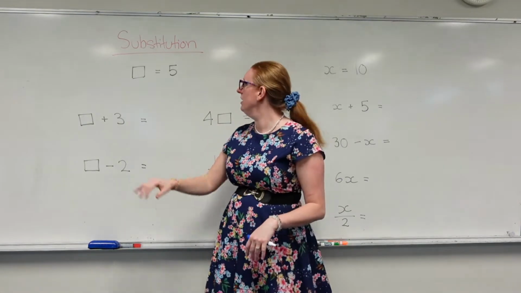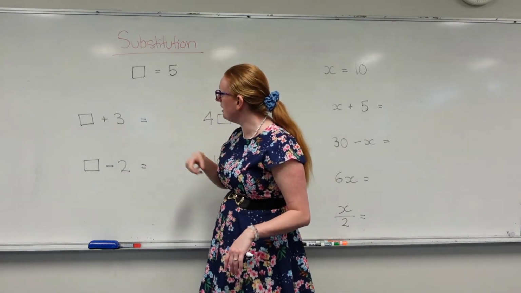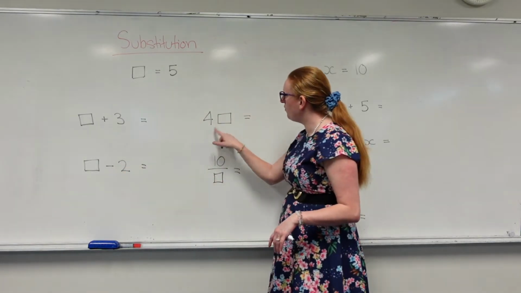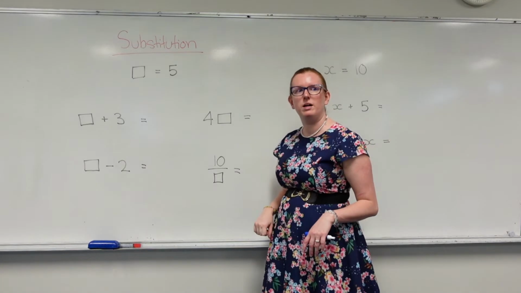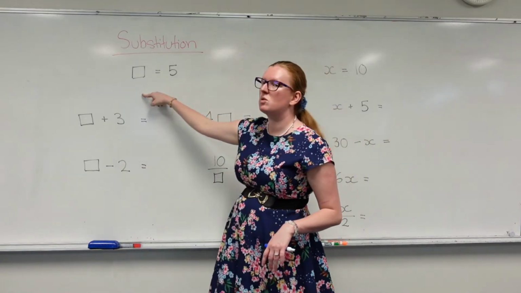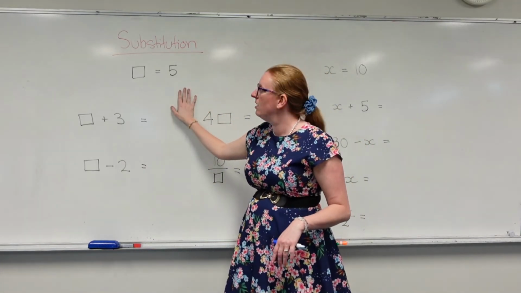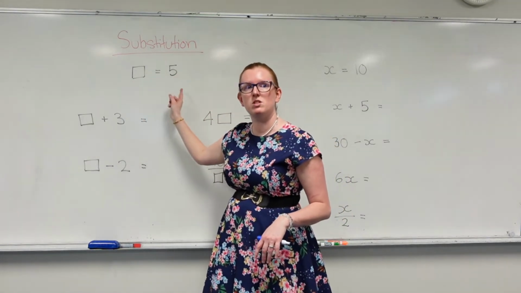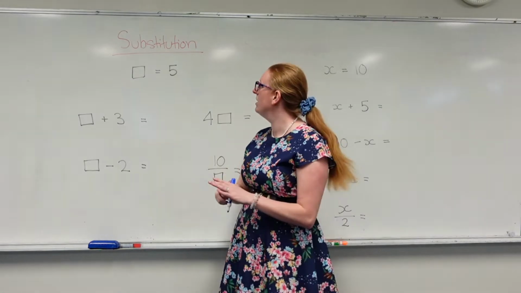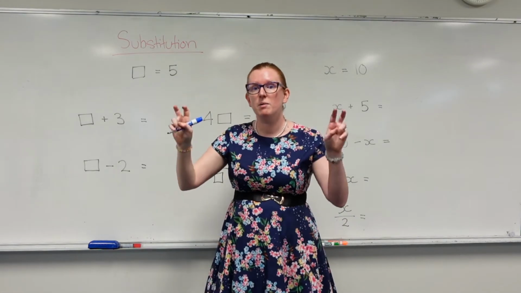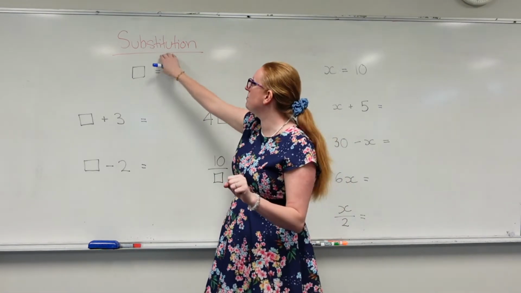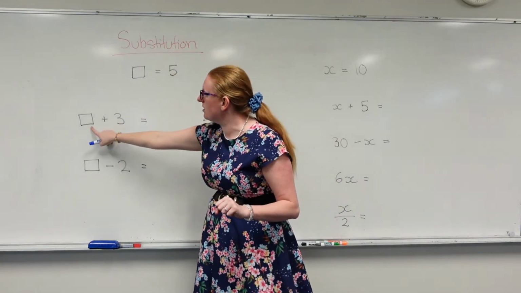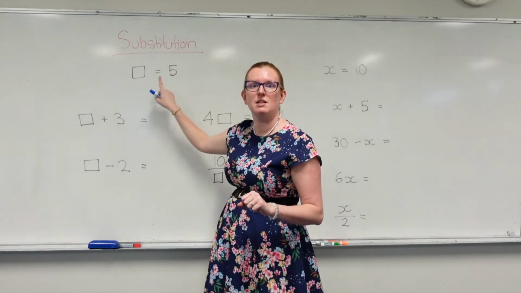solve the question. So here we've got a square plus 3, a square minus 2, 4 squares, and 10 divided by the square. But up here it's telling us that the square is actually equal to 5. So if I put that 5 in the place of the square, I can solve these questions. We call it sub it in. It means substitute the box for the number that they've told us it's equal to.